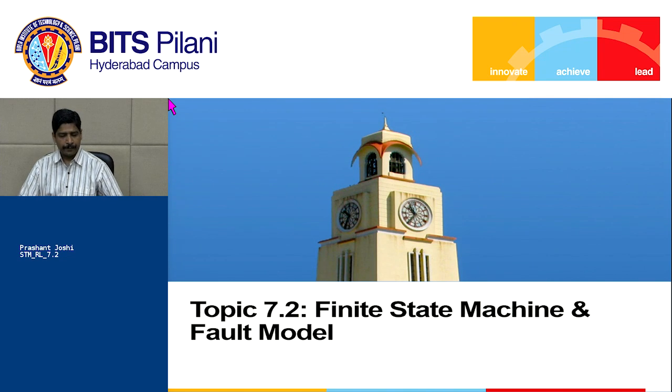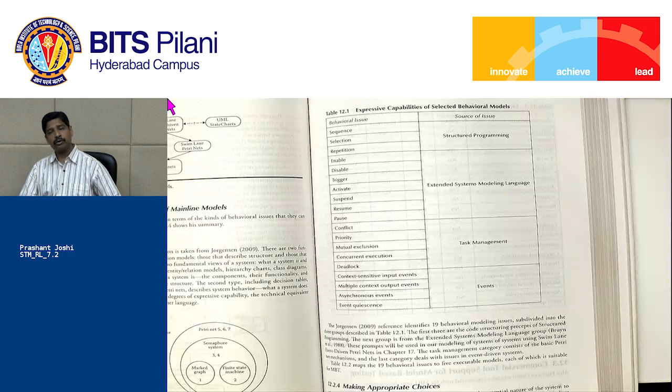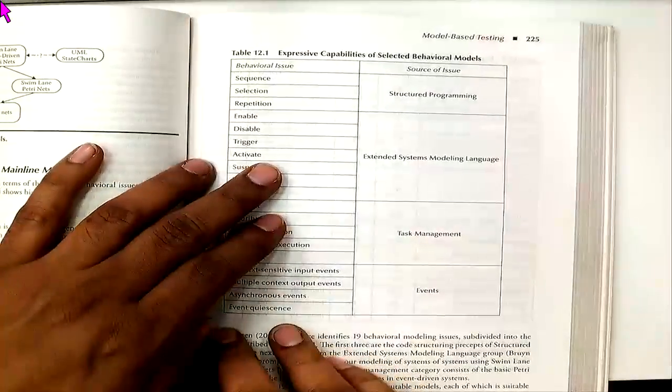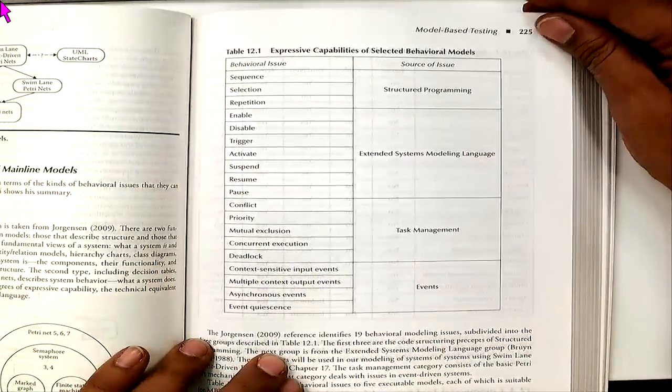Now before we get there, let us spend some quick time on understanding the modeling of what the system is and what the system does. So I'm going to now take you to the textbook. We're going to use the document camera. What you're seeing now is the expressive capabilities of selected behavioral models.